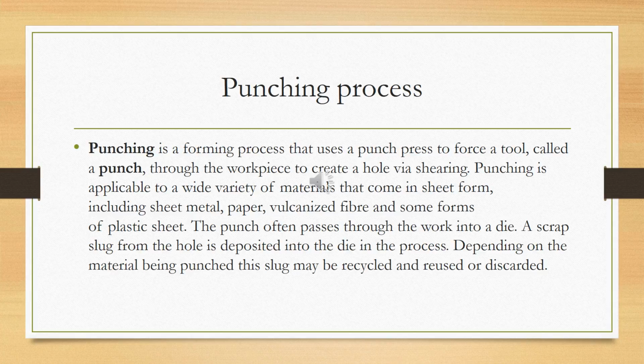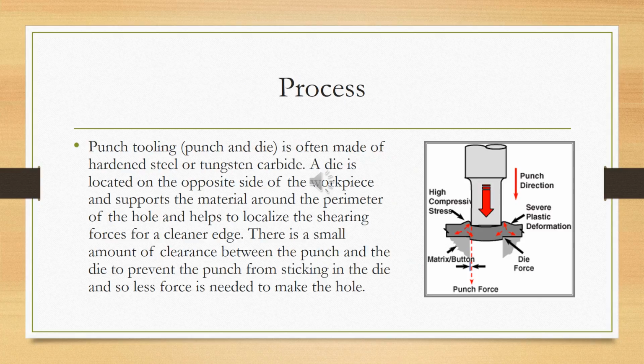Punching process. Punching is a forming process that uses a punch press to force a tool, called a punch, through the workpiece to create a hole via shearing. Punching is applicable to a wide variety of materials that come in sheet form, including sheet metal, paper, vulcanized fiber, and some forms of plastic sheet. The punch often passes through the work into a die.